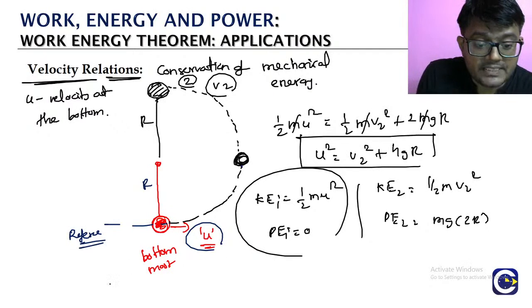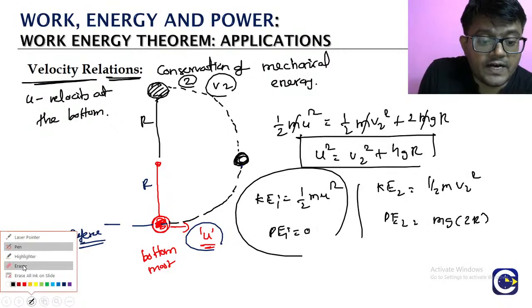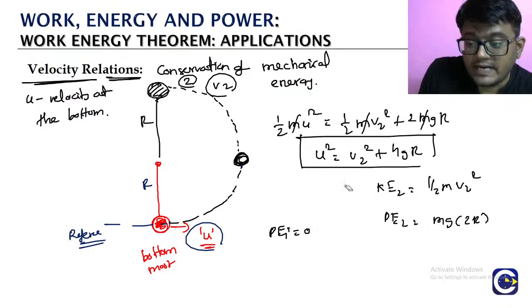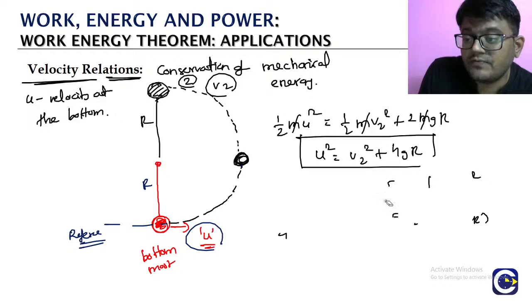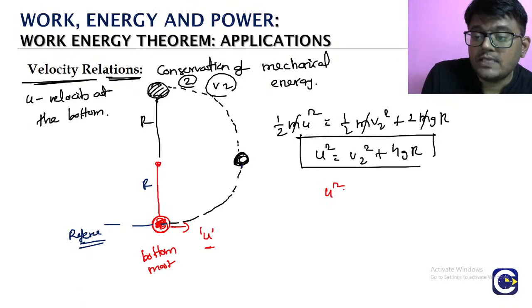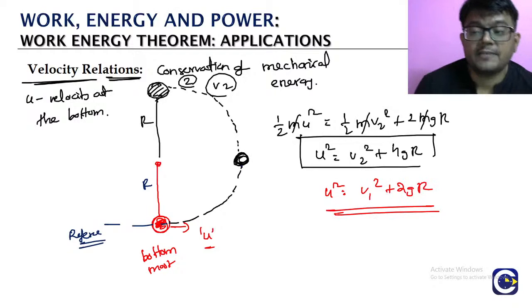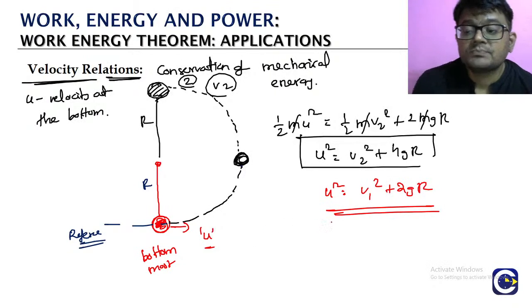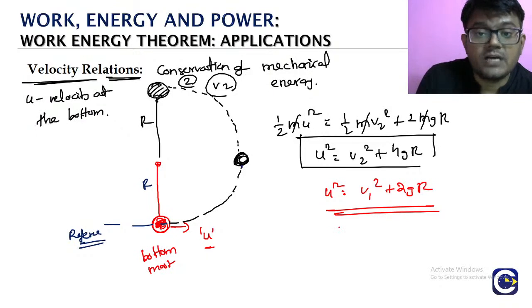When you compare this with the relation of v1, what is the relation we have in case of v1? u square is equal to v1 square plus 2gr. That is the relation. So you can clearly see that the relation in terms of the velocities will be: u will be more than v1, which will be more than v2.